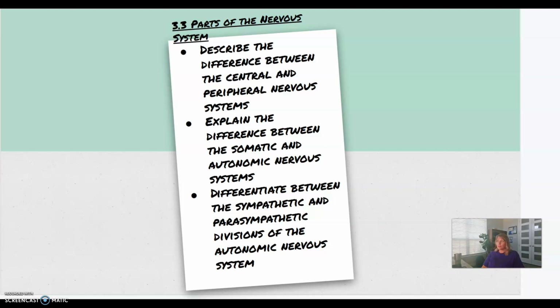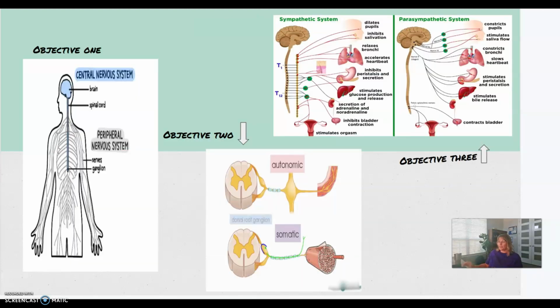One, describe the difference between the central and the peripheral nervous systems. Two, explain the difference between the somatic and the autonomic nervous systems. And last, differentiate between the sympathetic and parasympathetic divisions of the autonomic nervous system. Let's jump into it. And of course, I have pictures.